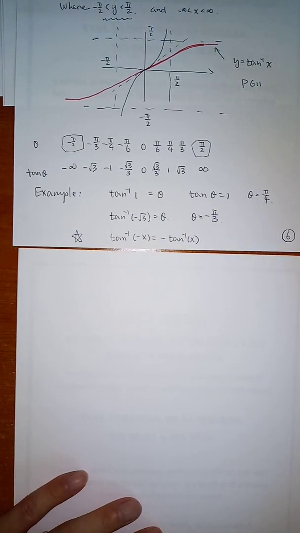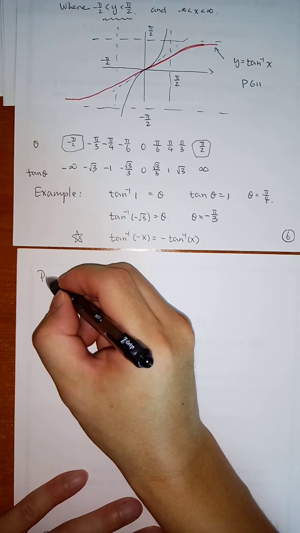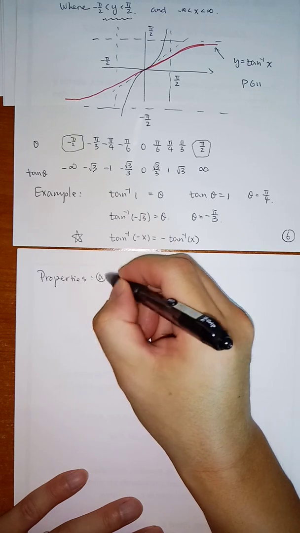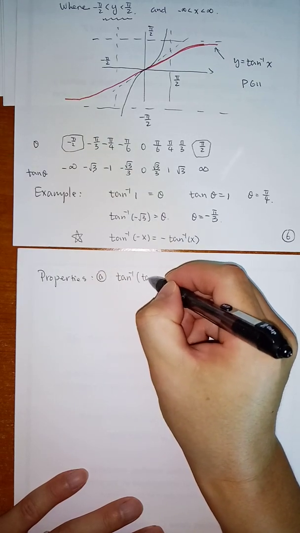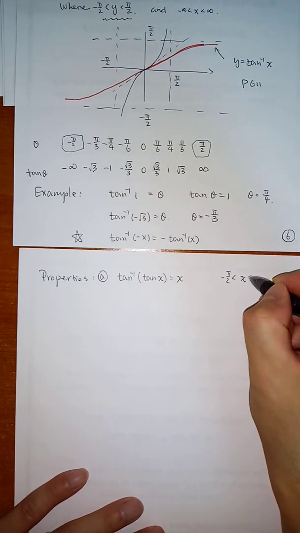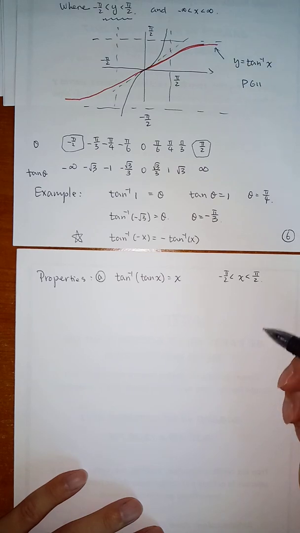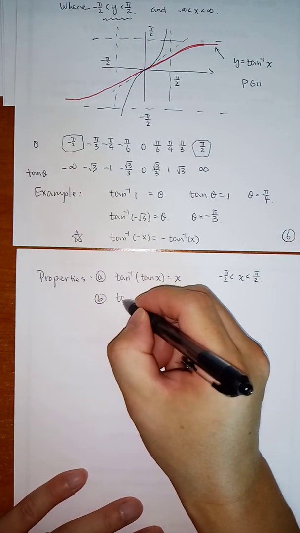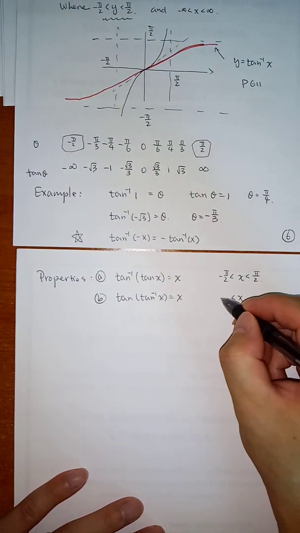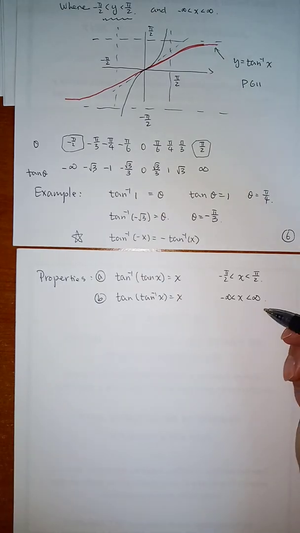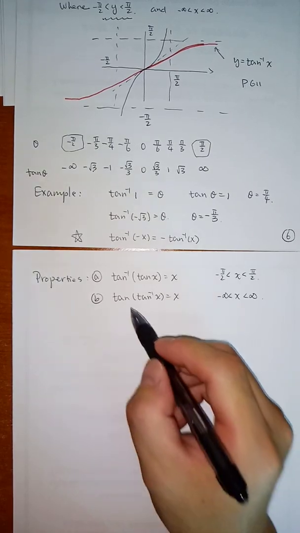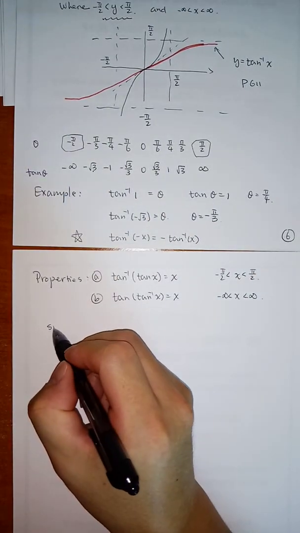For the tangent inverse, tangent pair, you also have the same property. Tangent inverse of a tangent of x is equal to x if x is in the domain. Then second, tangent of tangent inverse of x is equal to x. Here x has no restriction. Technically, x has no restriction. Be careful. For the second property, let's recall.